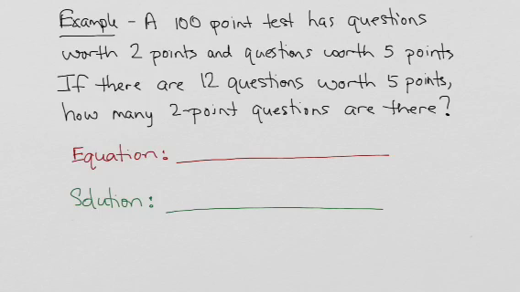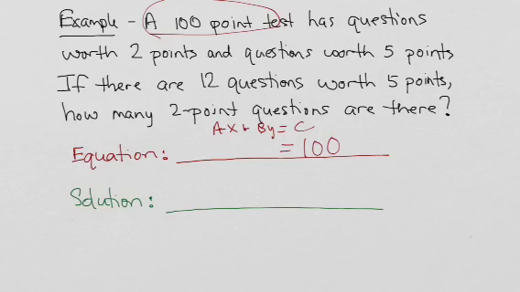A 100-point test has questions worth 2 points and questions worth 5 points. If there are 12 questions worth 5 points, how many 2-point questions are there? So the first sentence is what's going to give us our equation, and we can see right here, we already know the total number of points on the test. So when we set up our formula, AX plus BY equals C, C is the total. We already know it now. It's 100. 100-point test.